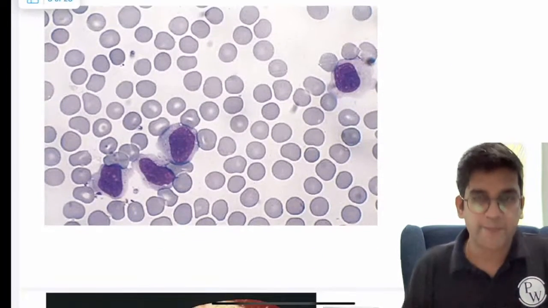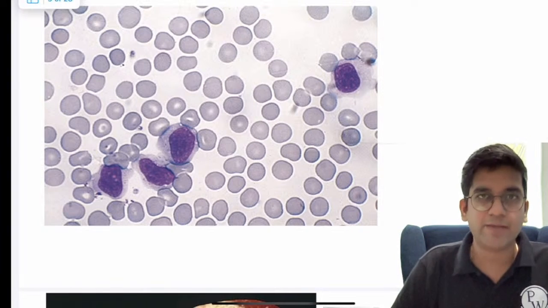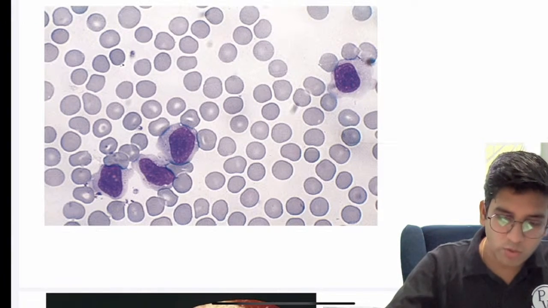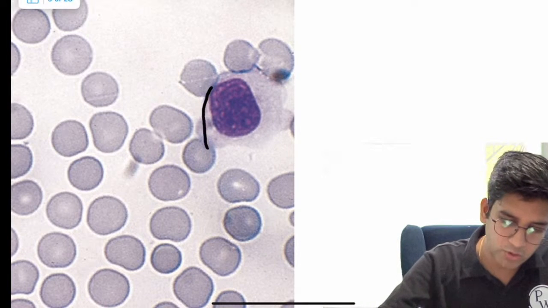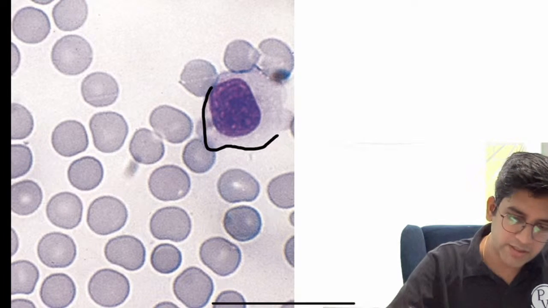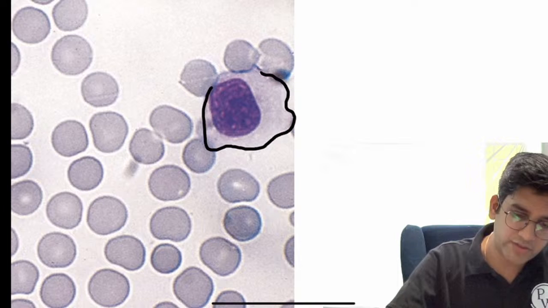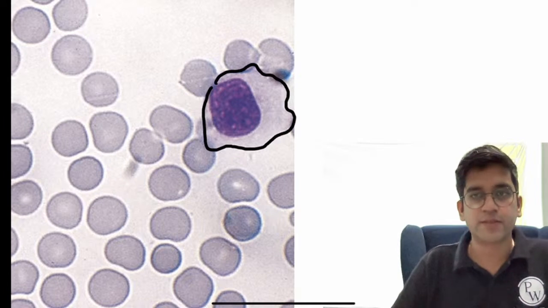Amazing. Okay. Might be a little bit difficult, but I'll definitely give you clues. Tell me what this is. Maybe I'll zoom this image here. Maybe I'll draw something also to help you guys. Cytoplasm kind of looks like this. Can anyone tell me what cell this is?